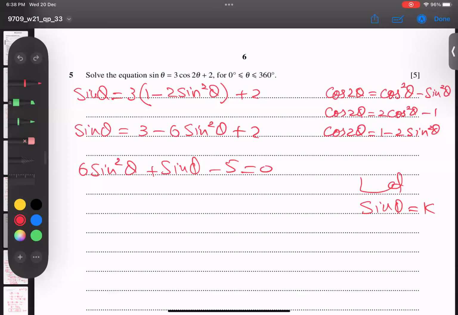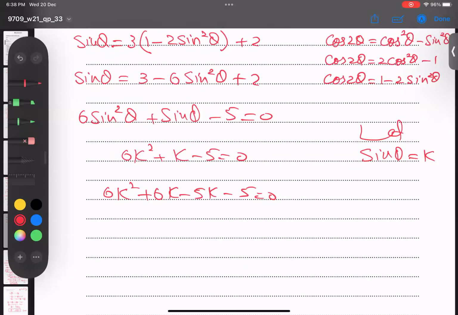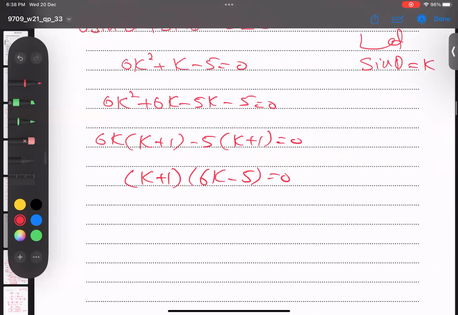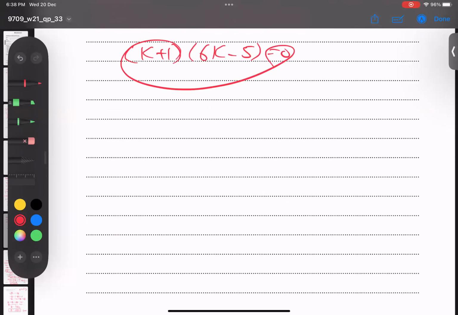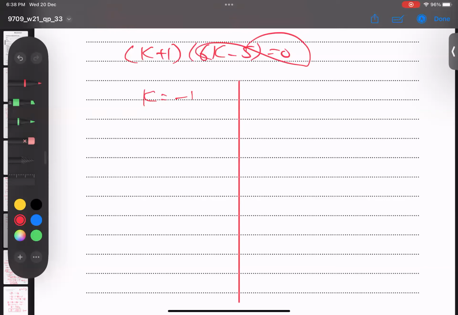So if this is k, student, I am writing here 6k square plus k minus 5 equal to 0. So 6 times 5 is 30, and I get 30, and 6 times 1 is 6k, so minus 5k, and minus 5 equals 0. And I take 6k common from here, I get k plus 1, and here minus 5 common, I get k plus 1. I got (k plus 1)(6k minus 5) equal to 0. I am getting 2 answers. One: plug in equal to 0, I get k equals minus 1. Second: 5 will go there, 6 divides, so k becomes 5 over 6.